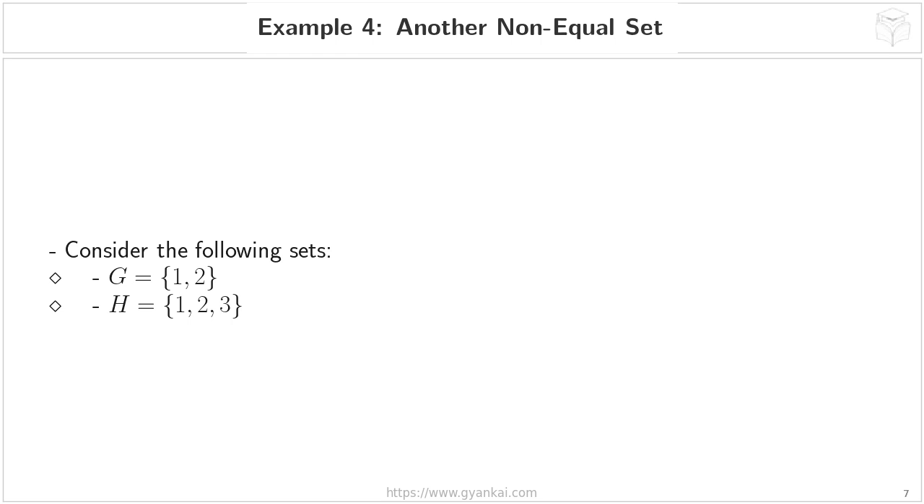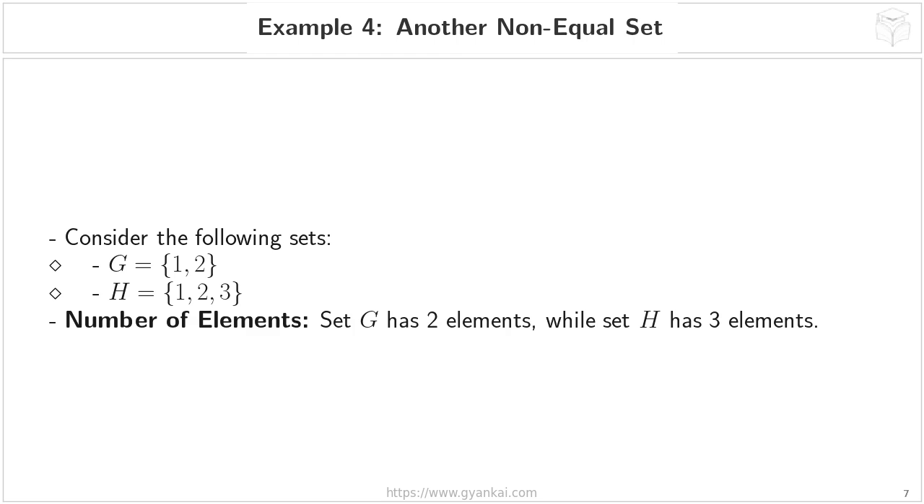Set G contains the elements 1 and 2. We can write that as G equals the set containing 1, 2. And set H contains the elements 1, 2, and 3, so H equals the set containing 1, 2, 3. Now let's check if these sets are equal. Remember, we need to satisfy both conditions, same number of elements and identical elements. Let's start with the number of elements.